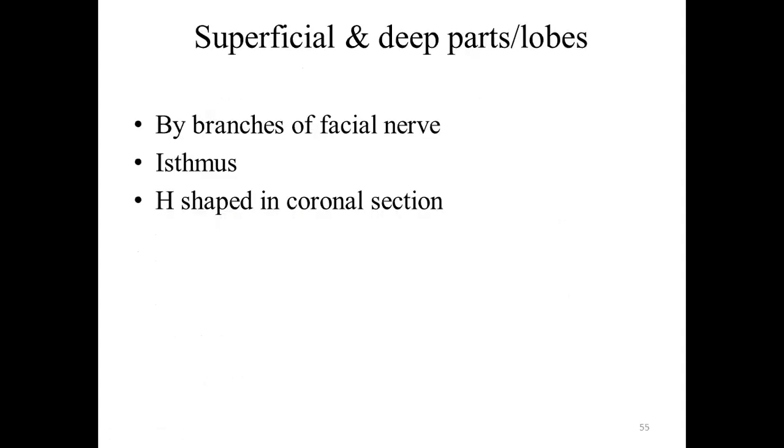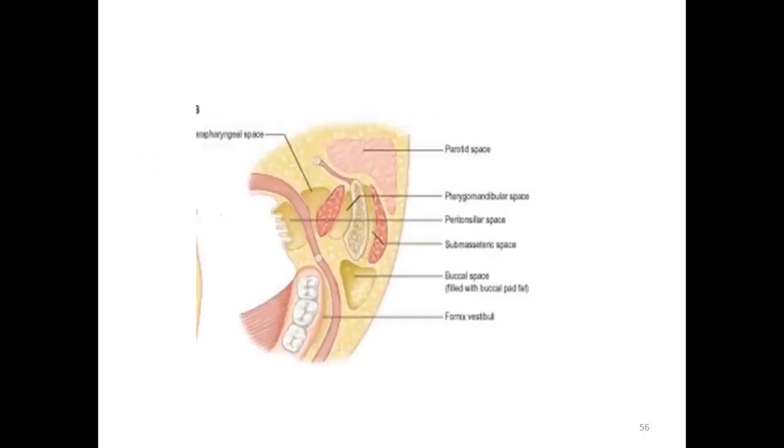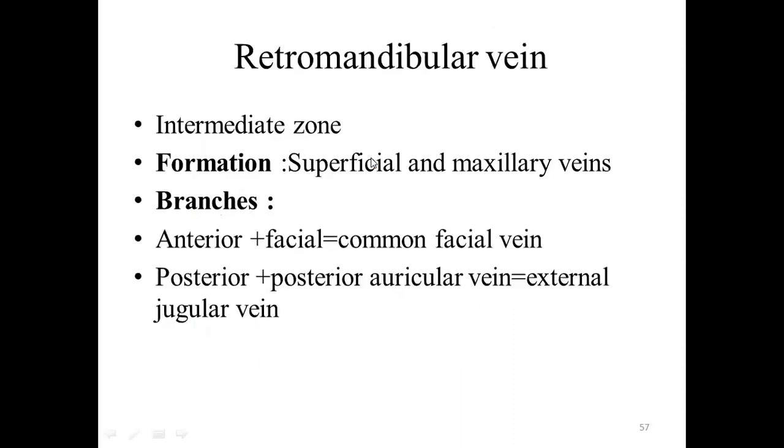So then the superficial and deep parts, separated by the branches of the facial nerve. The gland is divided into superficial and deep parts, and it consists of the isthmus, H-shaped in coronal section. That's how we can see the H-shape in coronal section. If the isthmus is removed, it is still a part of the gland. It can be seen here.